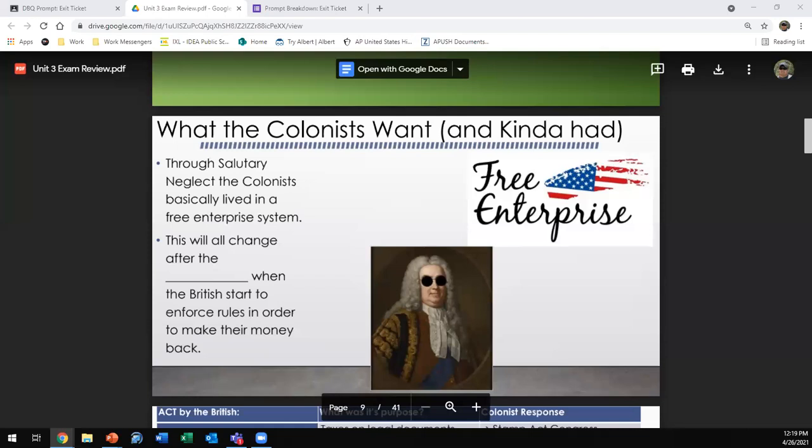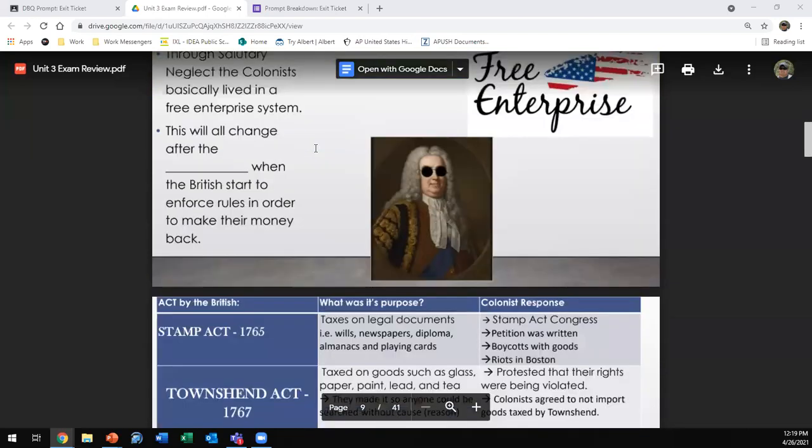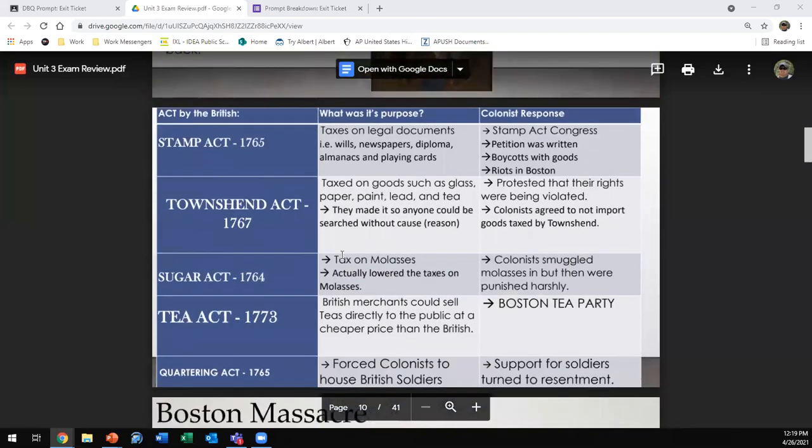You know what I mean? If that's easier to remember, do that. But yeah, Seven Years War led to war debt, which leads to these acts. You don't need to write any of this down. These are all slides that are already in Google Classroom. It's nothing new. It's the Unit 3 review exam. You see it right here.